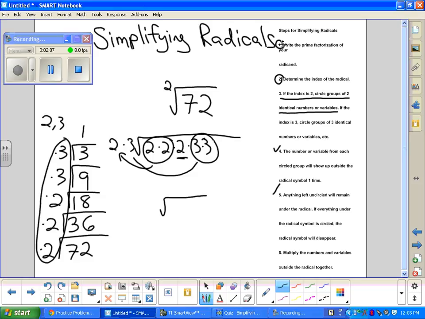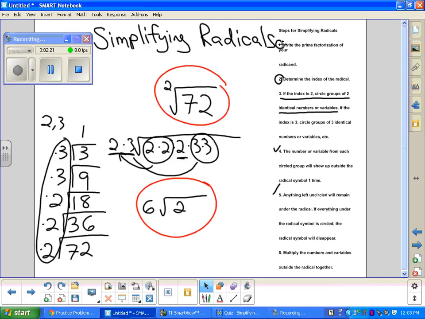Multiply the numbers and variables outside the radical together. I'm left with a 2 times 3 on the outside. That gives me a 6, and a 2 left on the inside. So I'm saying that the square root of 72 is the same thing as 6 times the square root of 2. I'm going to check it.